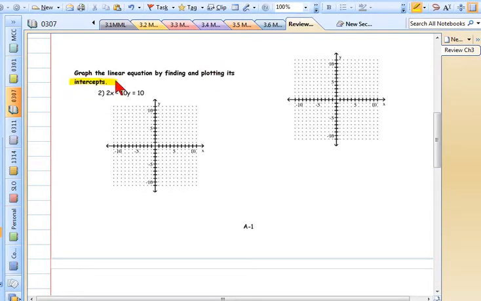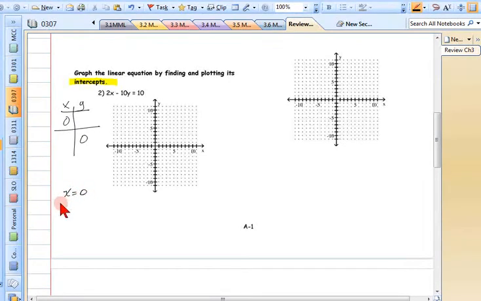Question number 2 asks you to find the intercepts. All right, to find the intercepts, I need to do the following T-chart. I have x and y. I need to let x be 0 and find y. Let y be 0 and find x. So I'll do my work right down here.